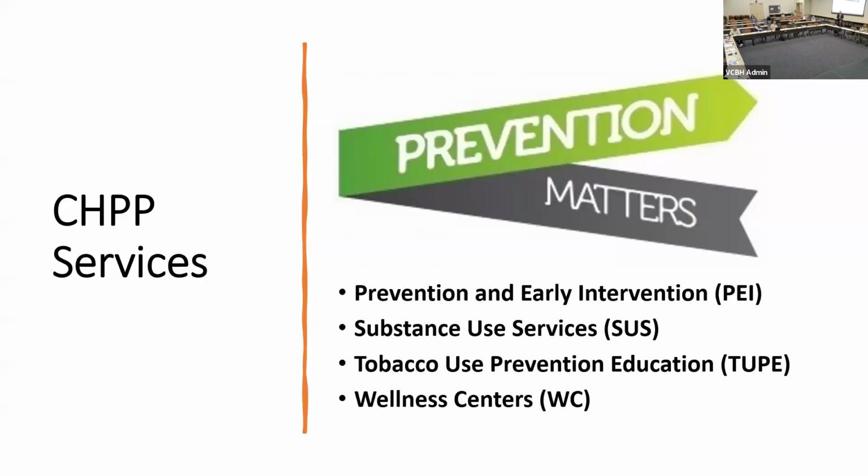There we go. So to give you a brief overview of the types of services within Comprehensive Health and Prevention Programs, there are four types: prevention and early intervention, substance use services, tobacco use prevention education, and wellness centers. And we'll look at each one of those individually. Next slide, please.